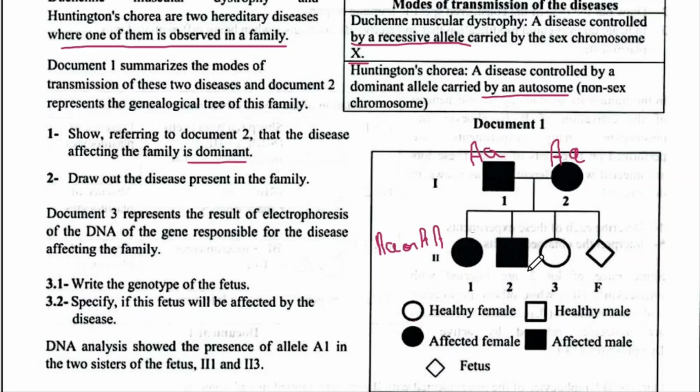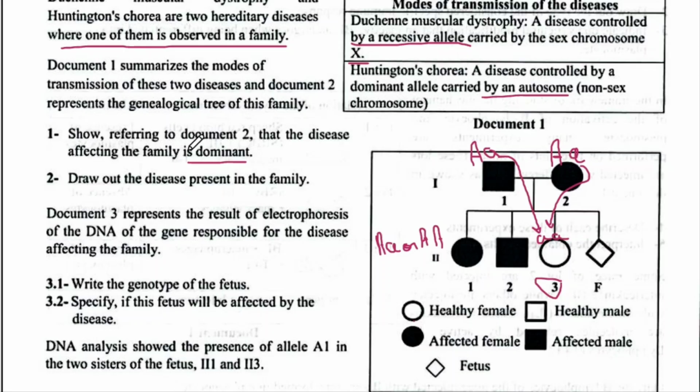For 2-2, the same as the sister: capital A, short a, or capital A, capital A. For 2-3, for sure it is short a and short a. It is recessive, healthy.